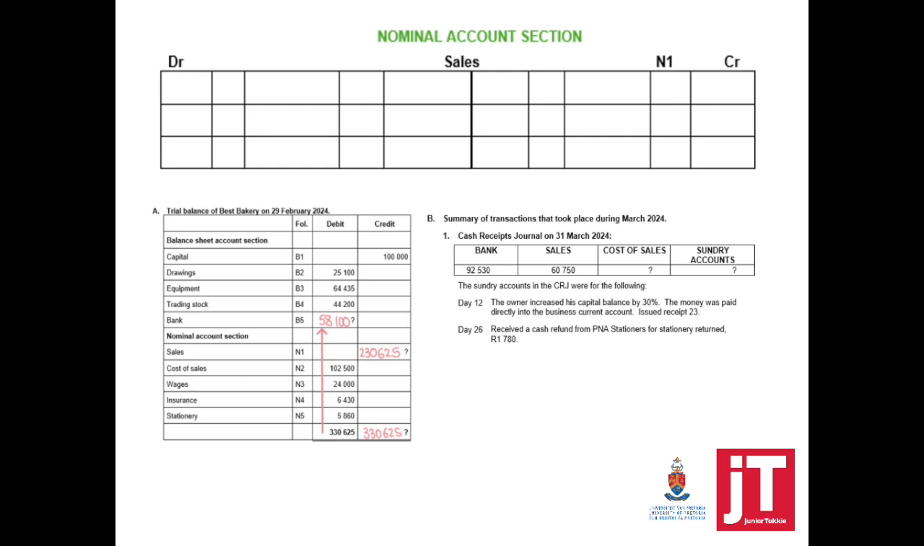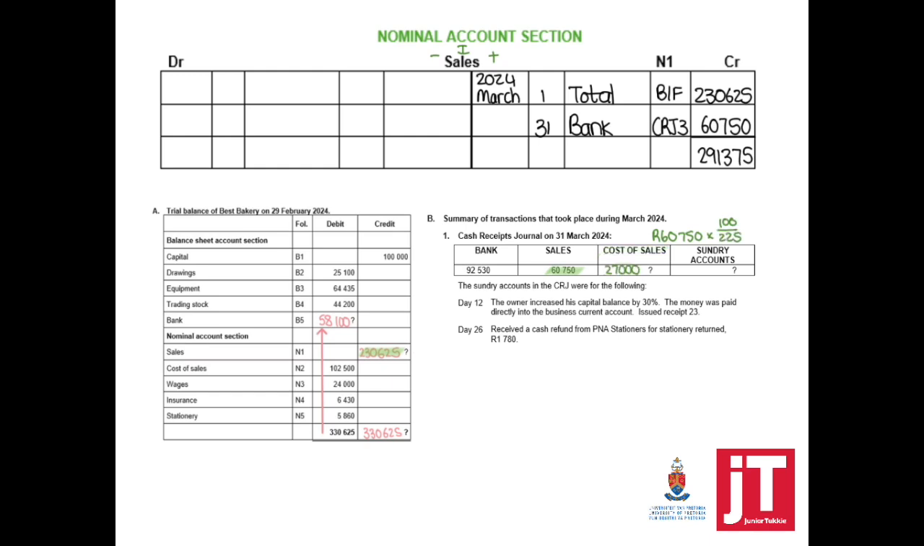Sales is in the nominal account section, which is an income to the business. Sales from the trial balance will appear on the credit side, the total brought forward. Posting from the cash receipts journal, my income will increase on the credit side. From the cash receipts journal, my details is bank, and the amount 60,750. Once you are done, you can total that.